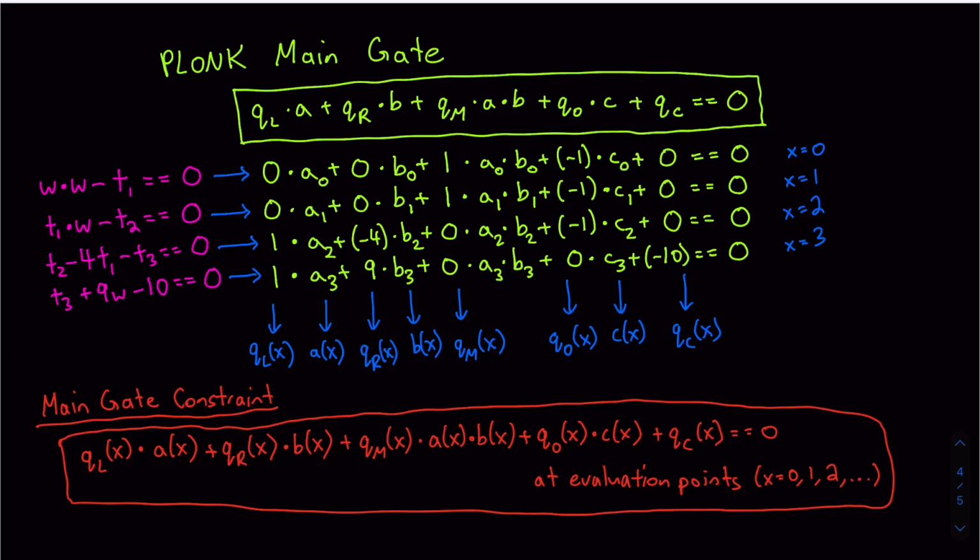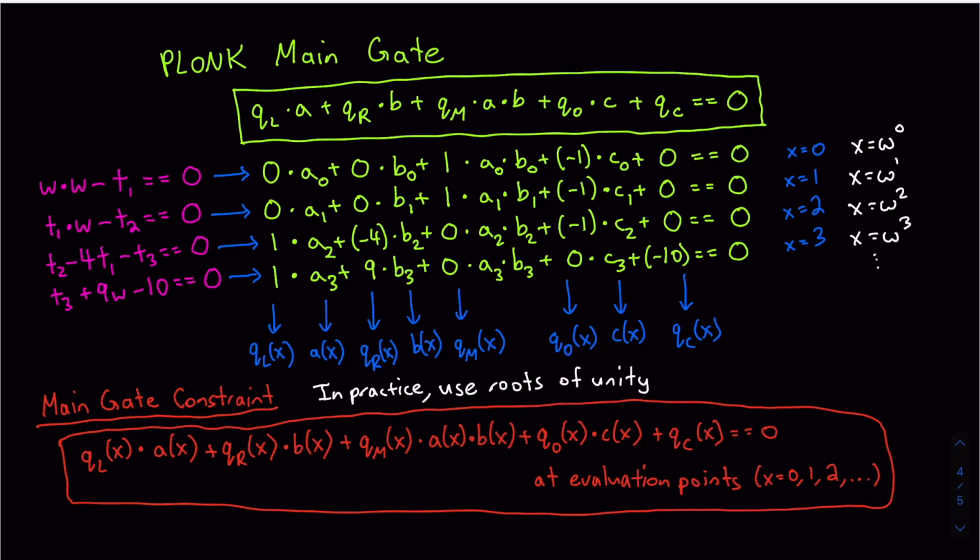One thing to note, in practice, instead of using x equals 0, 1, 2, 3 as our evaluation points, we use the roots of unity. This makes it possible to perform interpolation much faster using an inverse FFT instead of the slower Lagrange interpolation. It reduces the prover's runtime from O of n squared to O of n log n. But the key intuition stays the same.